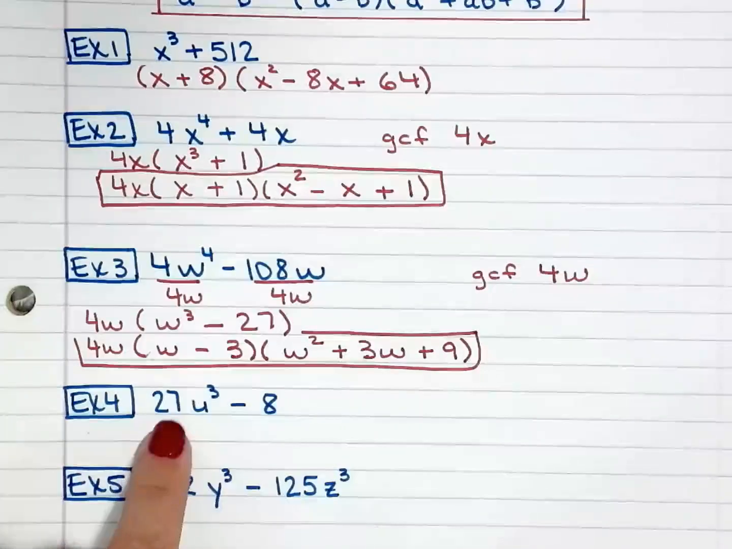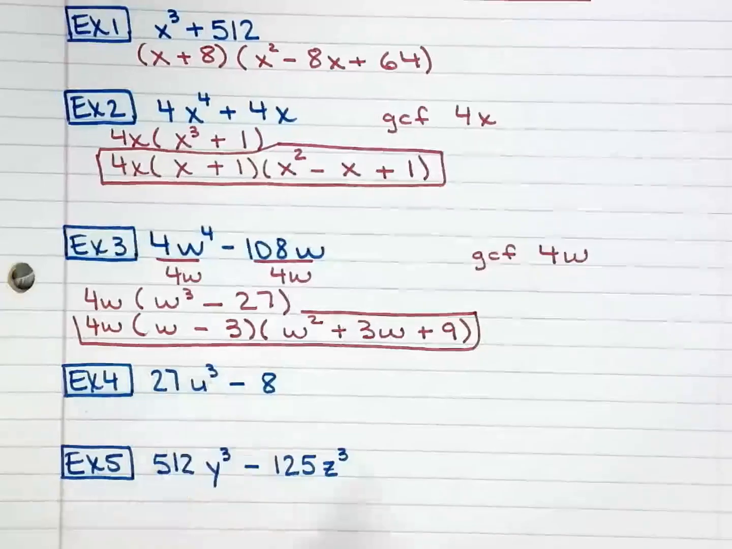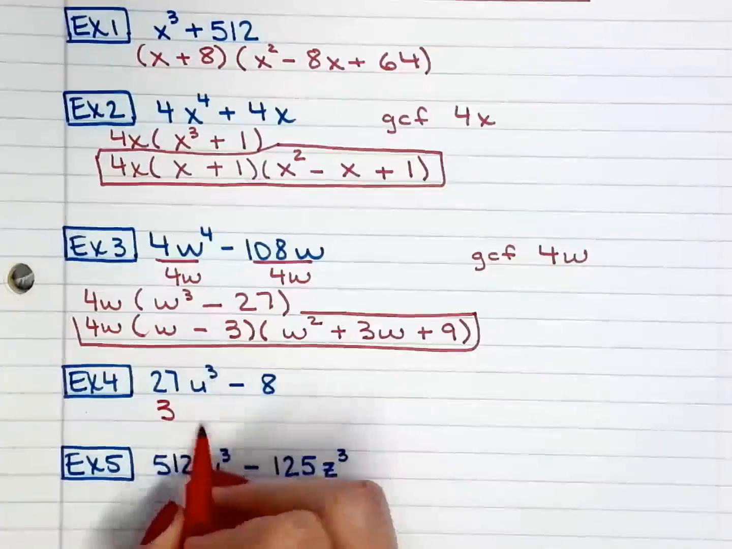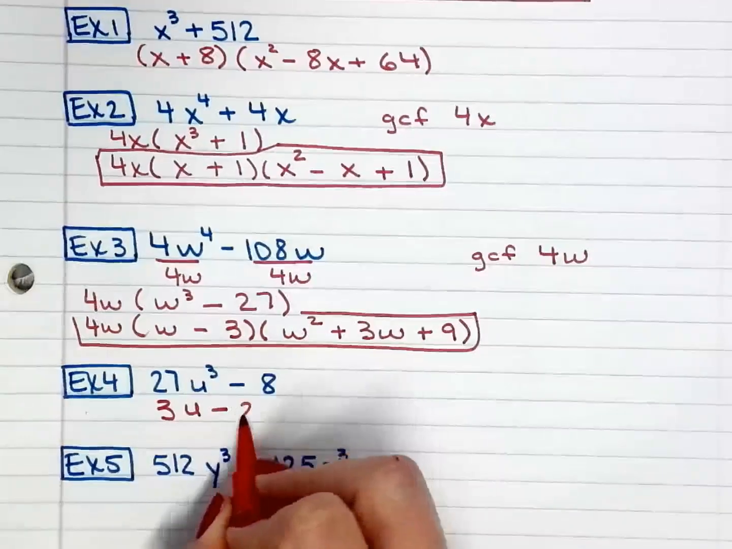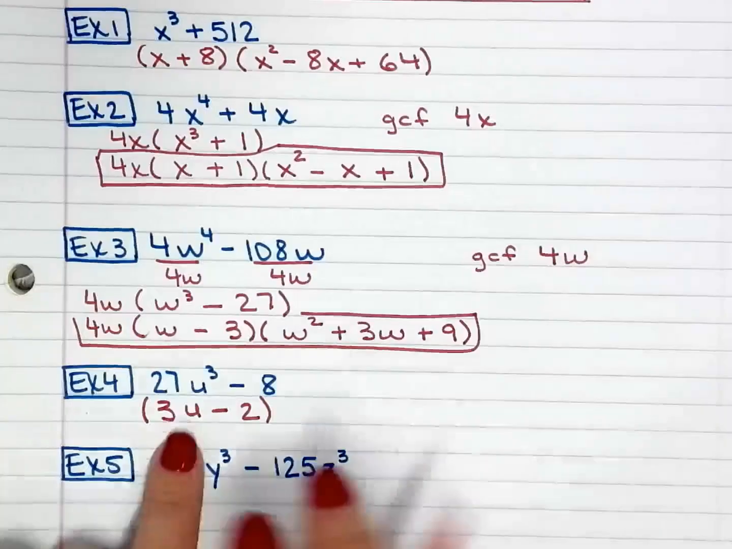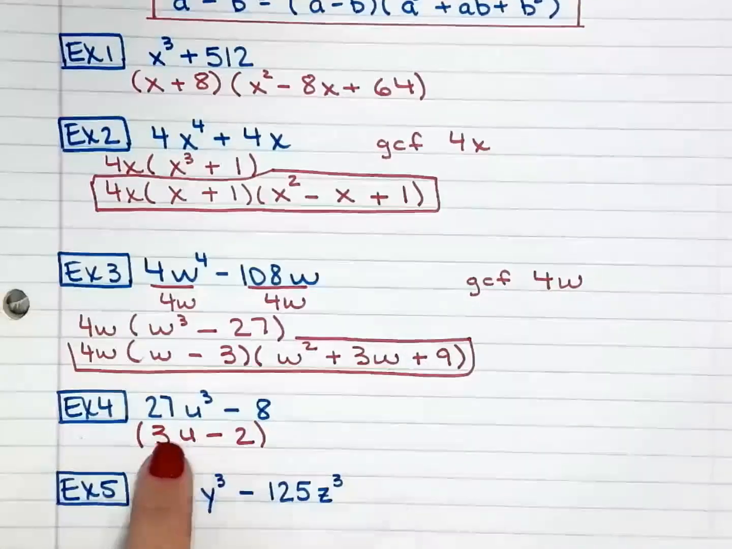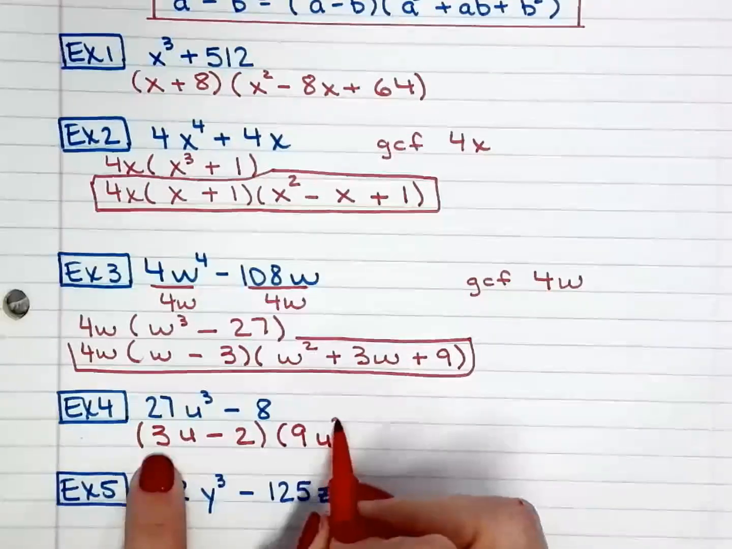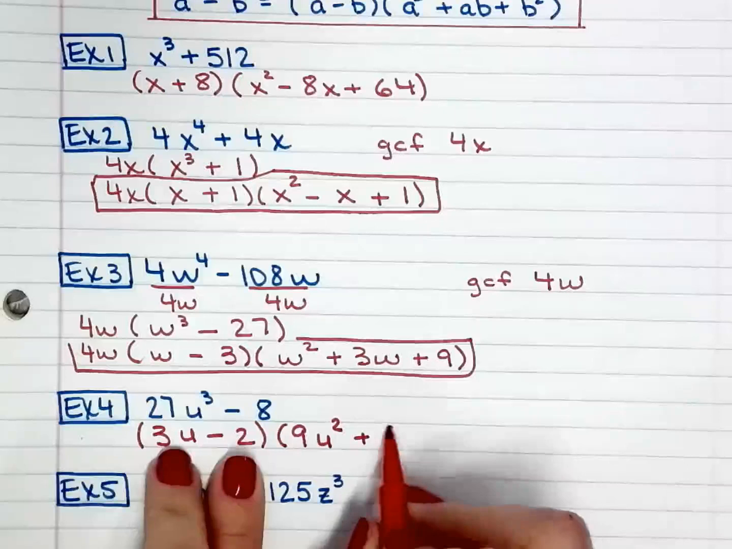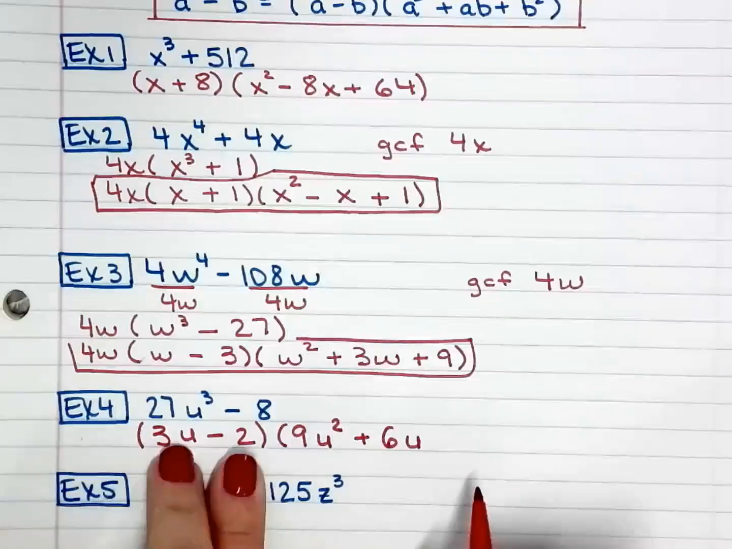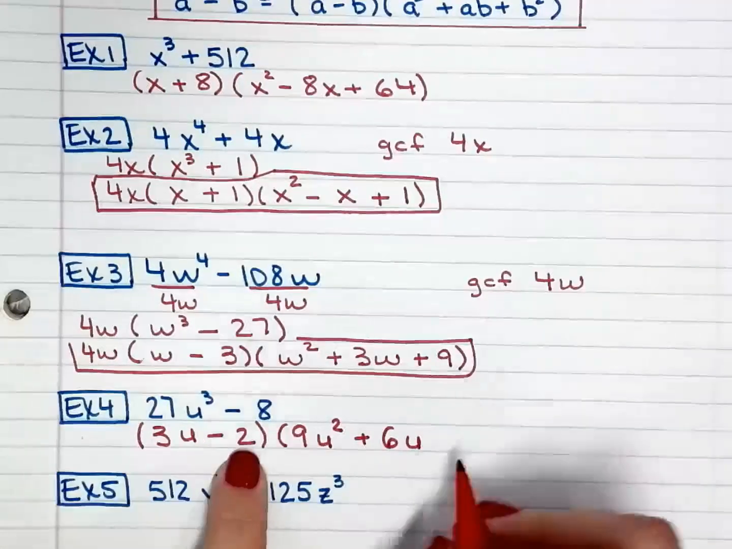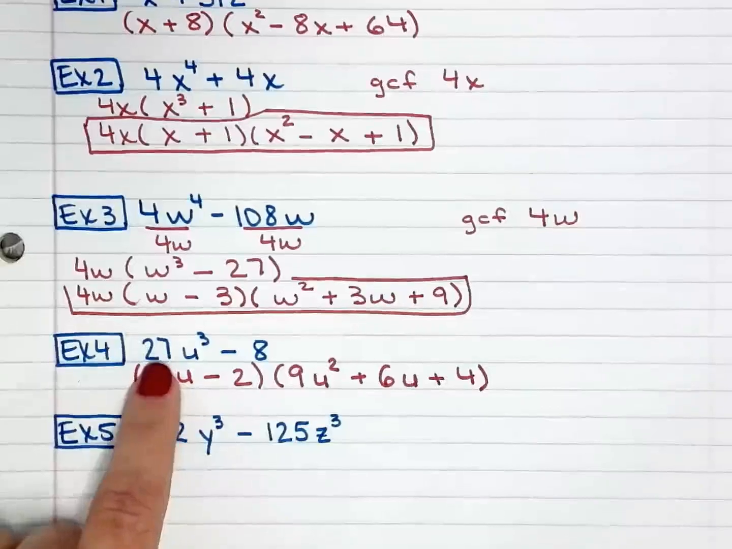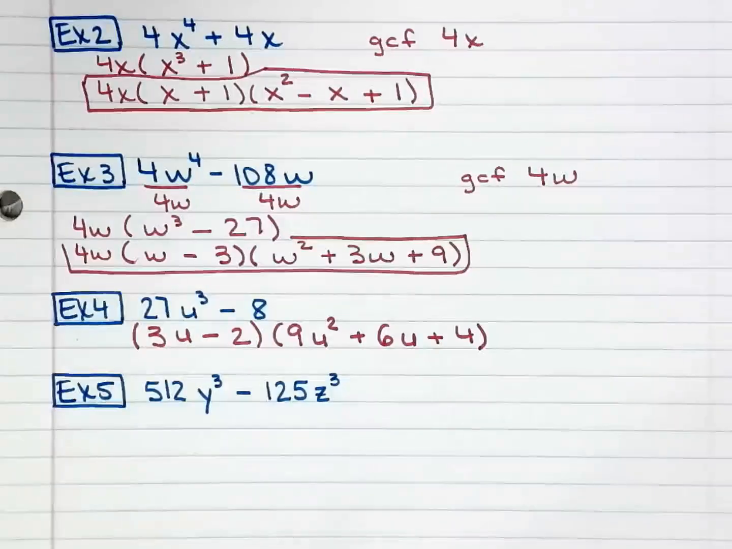Okay, 27 is a perfect cube. 8 is a perfect cube. Cube root them. So when you cube root 27, you get 3. You cube root u cubed, you get u. Cube root of 8 is 2. If you're not sure, put it in the calculator. Now, we're going to square the first one, not just 3, but 3u. So 9u squared. Multiply them. So 6u. And then square the 2, you get 4. Easy right there. But this is a very popular one, so it's going to come back multiple times.